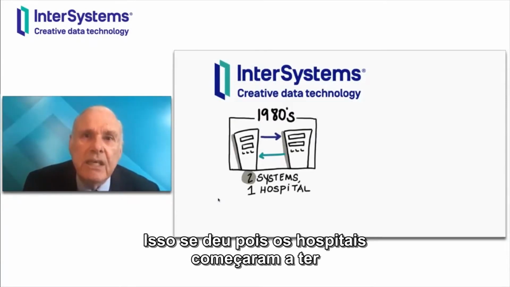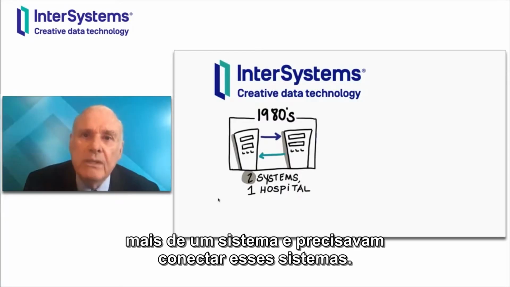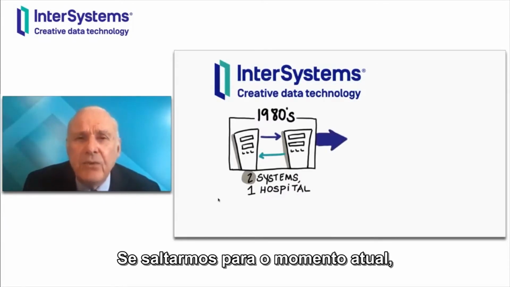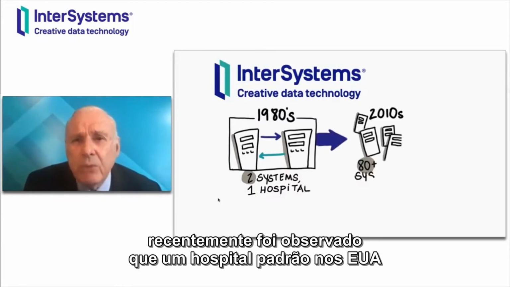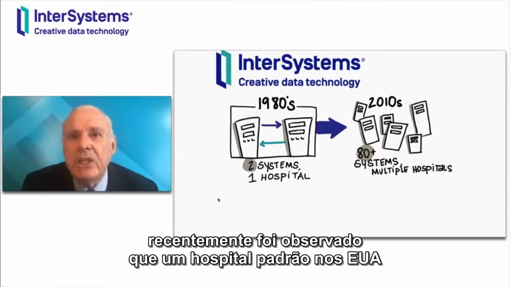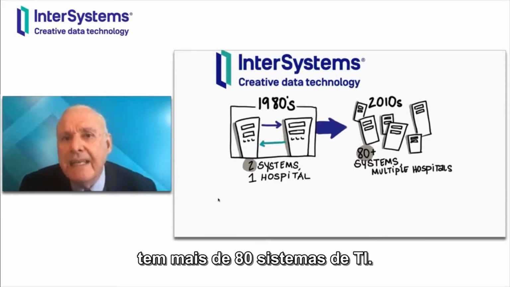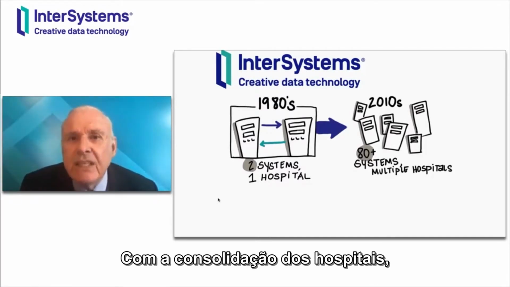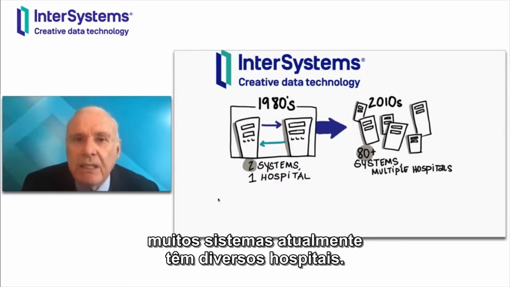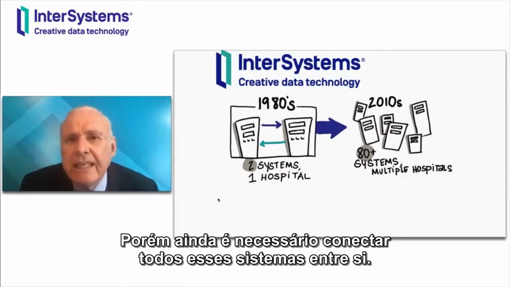It started because hospitals started to have more than one system within their walls, and they had to connect those systems. And if we fast forward to the current time, someone recently observed that the average hospital in the US has over 80 IT systems within its walls. And with the consolidation of hospitals, many systems now have multiple hospitals, but they still need to connect all those systems to one another.